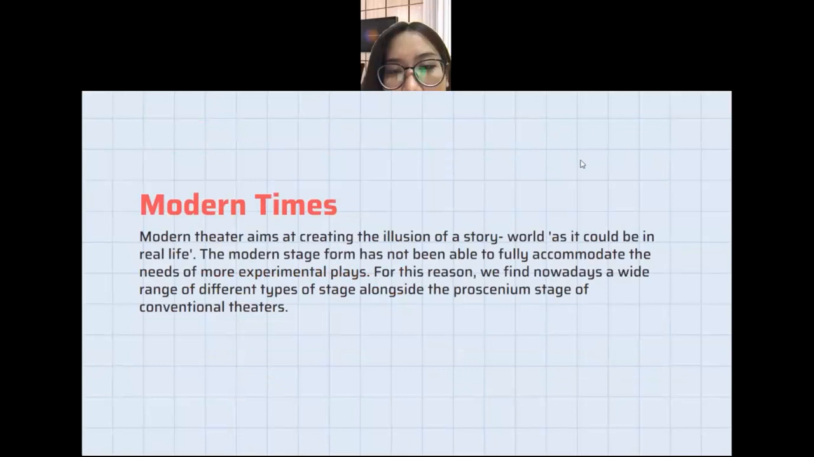And the last one, modern times. Modern theater aims at creating the illusion of a story world as it could be in real life. The modern stage form has not been able to fully accommodate the needs of more experimental plays. For this reason, we find nowadays a wide range of different types of stage, alongside the proscenium stage of conventional theaters. Next slide, please.